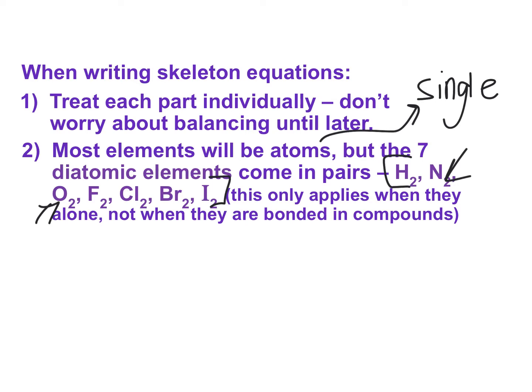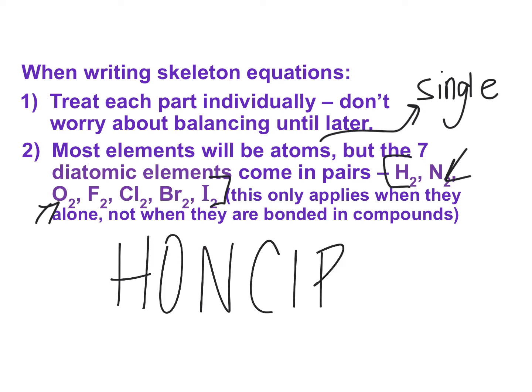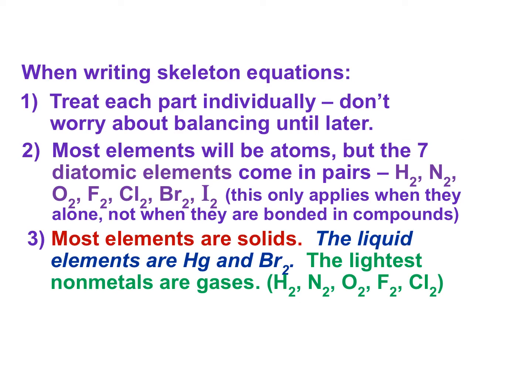A weird acronym we can actually use to remember these guys is HONKLBRIF. Hydrogen, oxygen, nitrogen, chlorine, bromine, iodine, fluorine. HONKLBRIF. Third step to writing a skeleton equation. Most elements are solids. The liquid elements are Hg and Br2, which are mercury and bromine. The lightest nonmetals are gases. So these guys here are going to be gases, but most of our elements are solids.